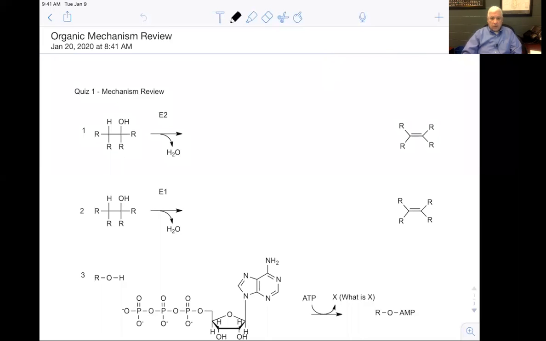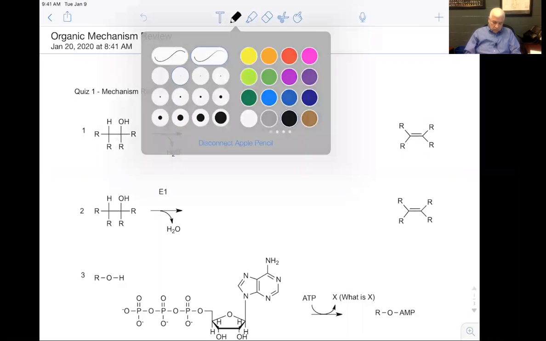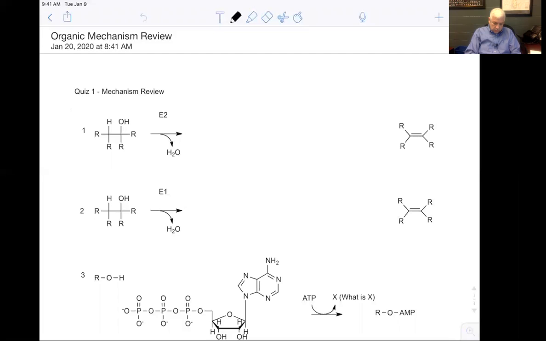Okay, let's go ahead and look at the organic mechanism review. What I want to do is look at eliminations, substitutions, and attack of ATP that we see in organic mechanisms. So we're going to look at the first reaction, where we have an E2 reaction. We're going to take a base, and remember that a base inside an enzyme is one of the active site amino acids, the side chains, and we're going to deprotonate.